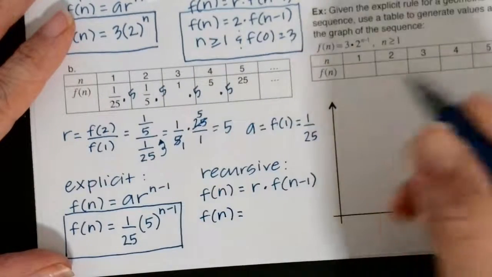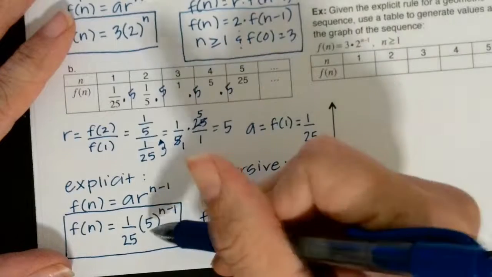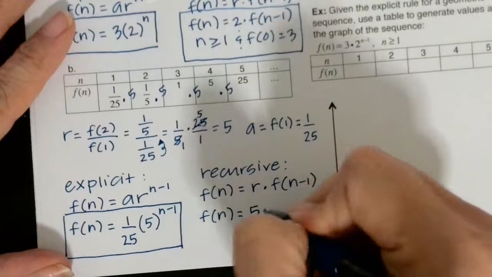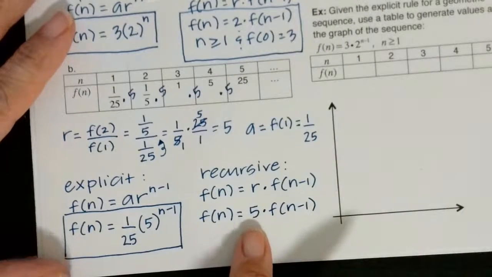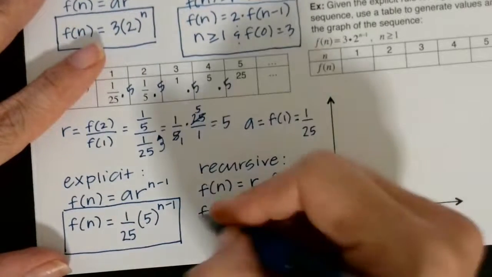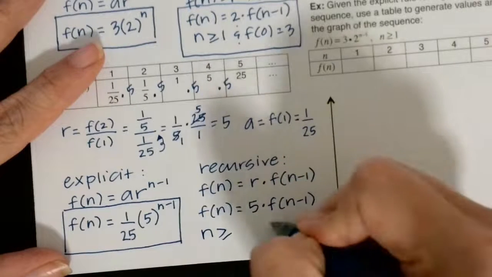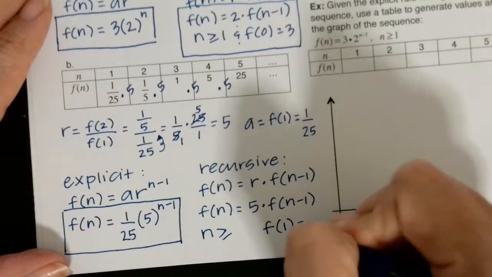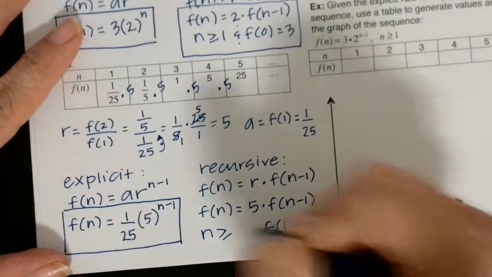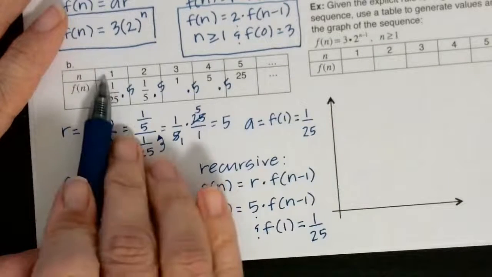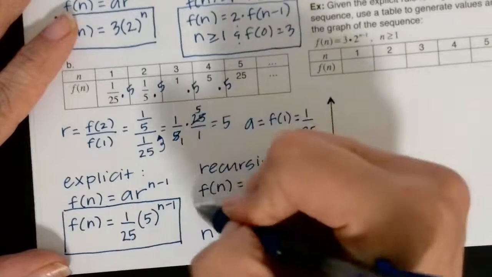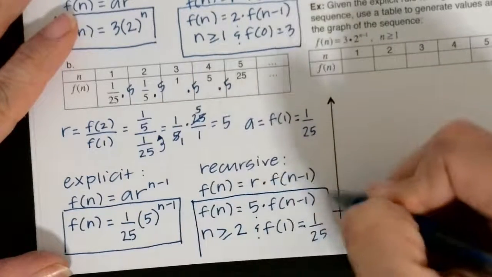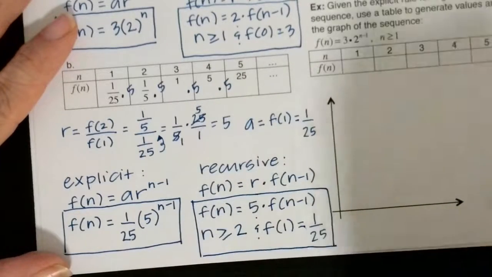So on this particular one, we need to make sure we're plugging in r, which is the common ratio of 5. That's it. Make sure you don't plug in a there. That's definitely an r value. And then we have to say for n greater than or equal to, and f of 1 equals 1 over 125. So whatever number you start with, this n greater than or equal to will always be 1 bigger. So it's 2.